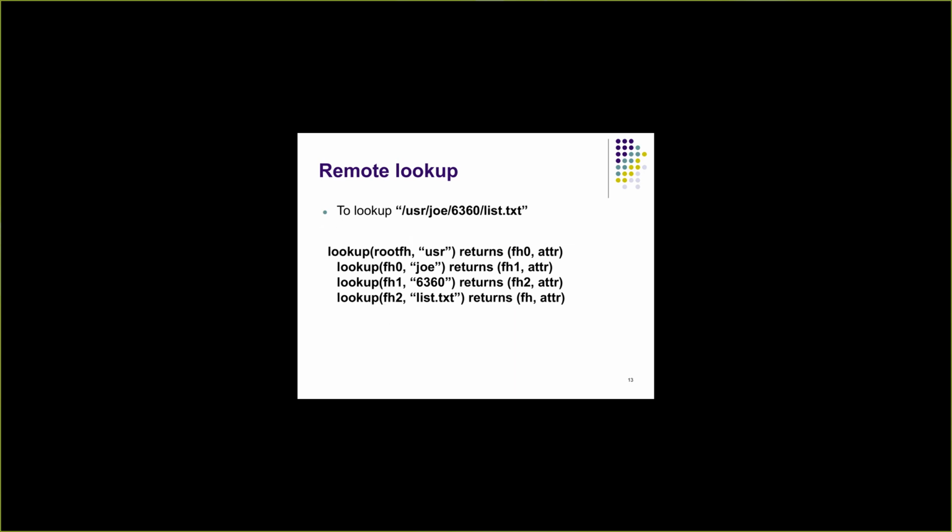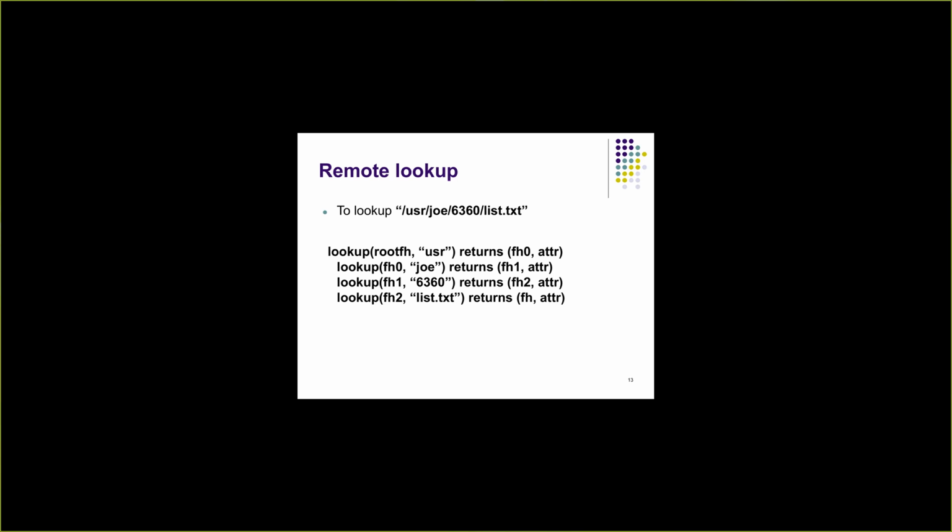So the root file handle will be provided by the NFS server by using the mount protocol. Let's assume that the root file handle is given to the client beforehand. Now, using the root file handle, the client will ask for the user folder inside the root, which returns file handle 0, and then it uses file handle 0 to ask for Joe, which is the second directory, and so on and so forth until we reach list.txt, our final file.